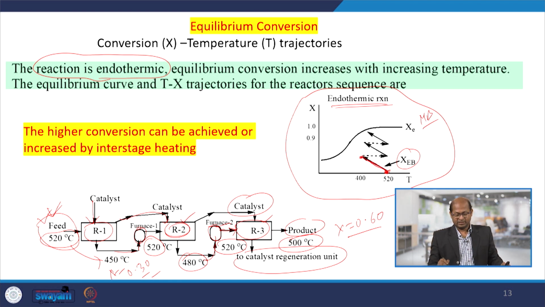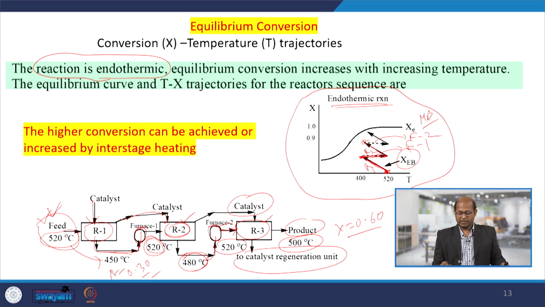Once it reaches here, take out the sample and stop the reaction. The sample is taken out from the reactor, the reaction has stopped, and then it is passed to the furnace to reach this temperature. So, again we increase the temperature by putting in furnace 1, here furnace 2. If we heat it up this way, then in the second reactor, this is reactor 1, this is reactor 2, again if we start, the conversion will progress like this and the temperature will again fall.